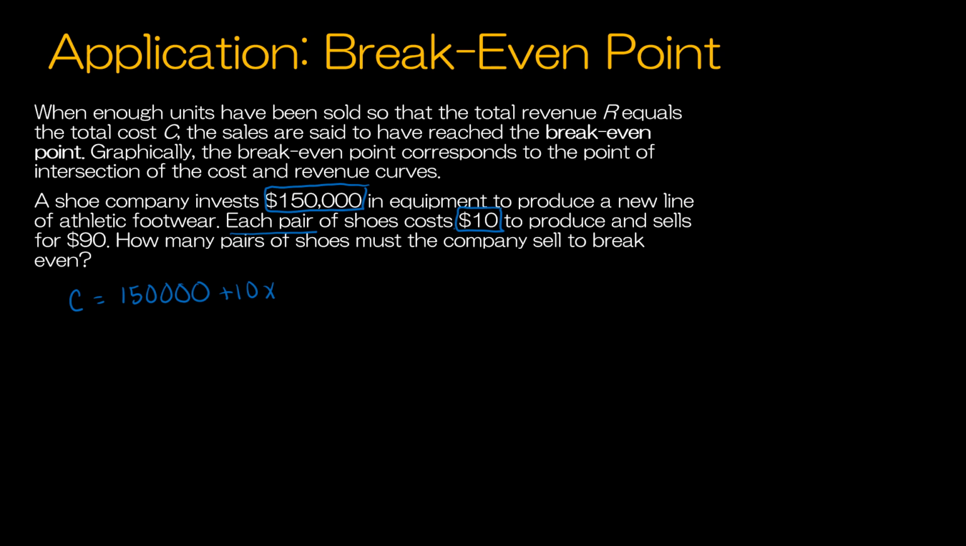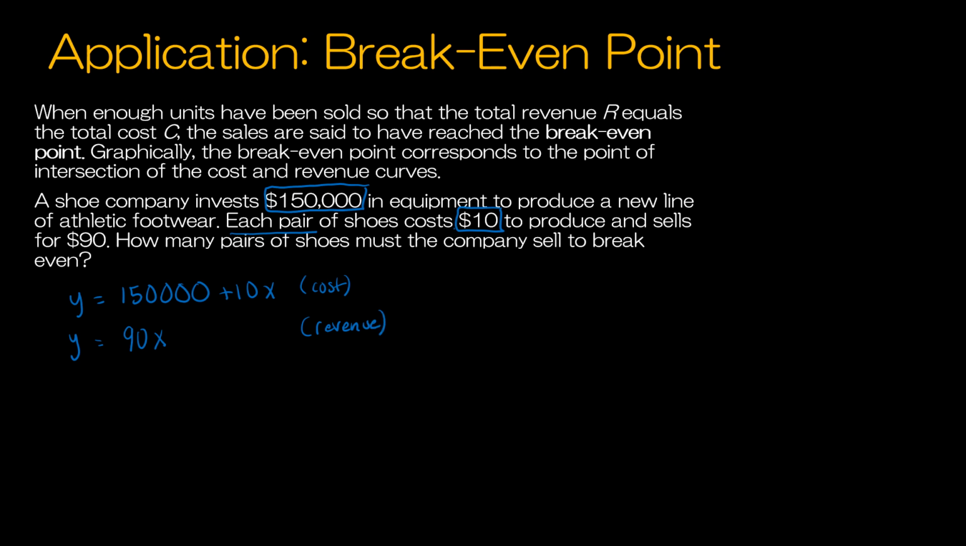And it sells for $90. Well, that is going to be towards our revenue. That's money that is coming in. Every time we sell a pair of shoes, we get $90. From here, I now have a system of equations. So instead of C and R, I'm just going to write both as y equals, and just remember that this is cost and this is revenue.